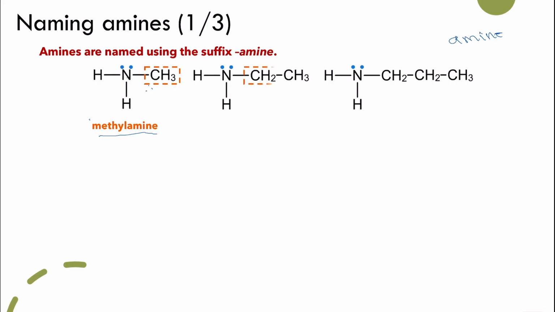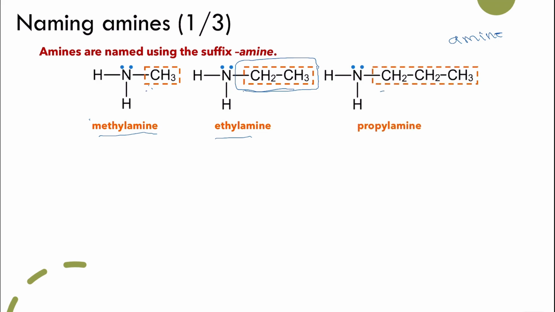So what about the next one? It's again another primary amine, and it has the ethyl group here as a substituent, so it will be called ethylamine. This one has a propyl, so it's called propylamine.